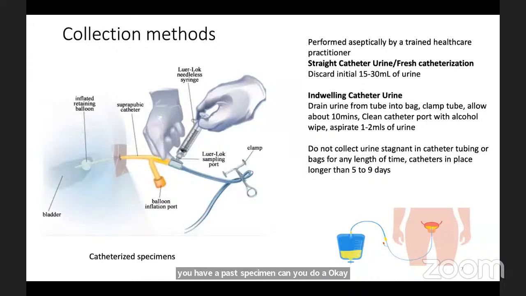So if you have a pus specimen, you do your Gram. On your Gram smear, you can report whether you are seeing polymorphs, whether you are seeing bacteria, whatever you are seeing, you can report it. Because pus is usually thick, cell count will be difficult. It means you have to do some dilutions. So usually for pus, you count your white cells from your Gram smear.